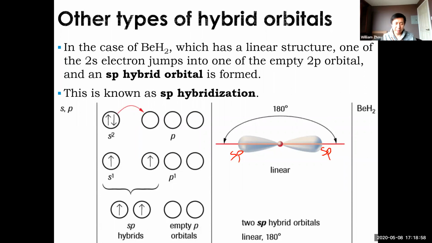So this is known as sp hybridization. Why is it called sp? Because one s and one p come together, so sp. Okay, let's move on to the next type.